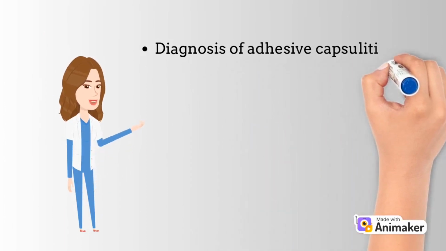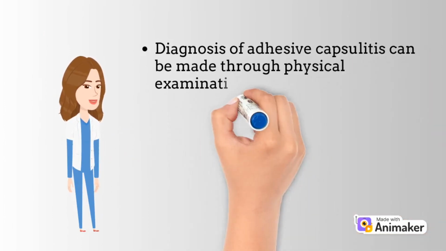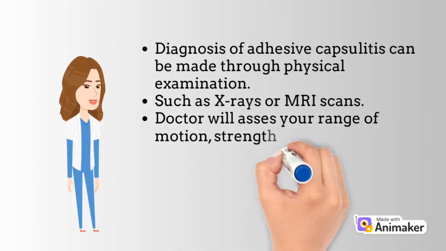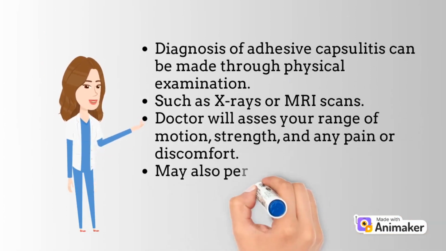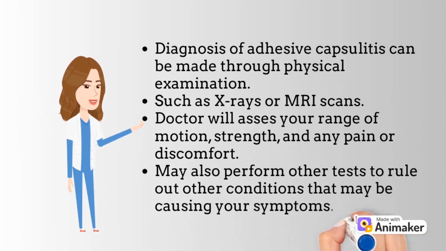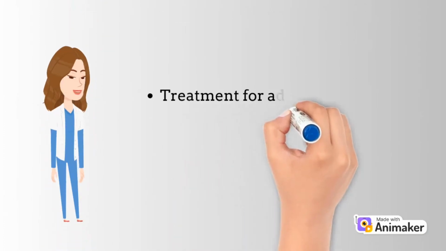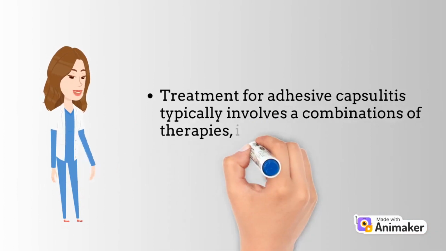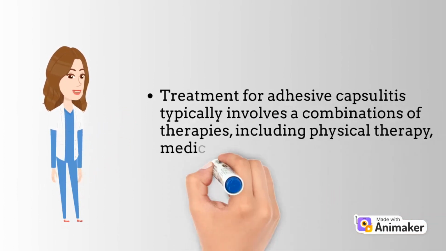Diagnosis of adhesive capsulitis can be made through physical examination, as well as imaging such as X-rays or MRI scans. The doctor will assess your range of motion, strength, and any pain or discomfort. They may also perform other tests to rule out other conditions that may be causing your symptoms. Treatment for adhesive capsulitis typically involves a combination of therapies, including physical therapy, medications, and sometimes surgery.